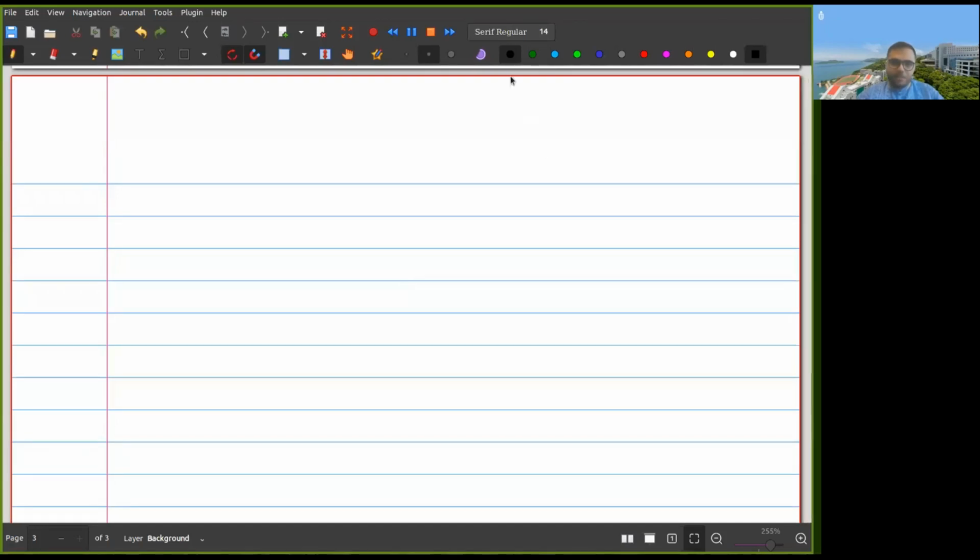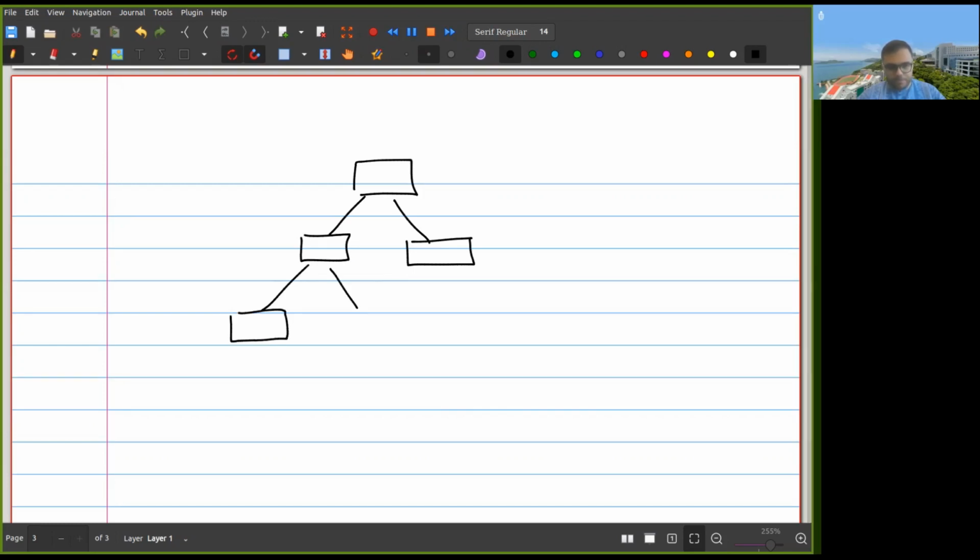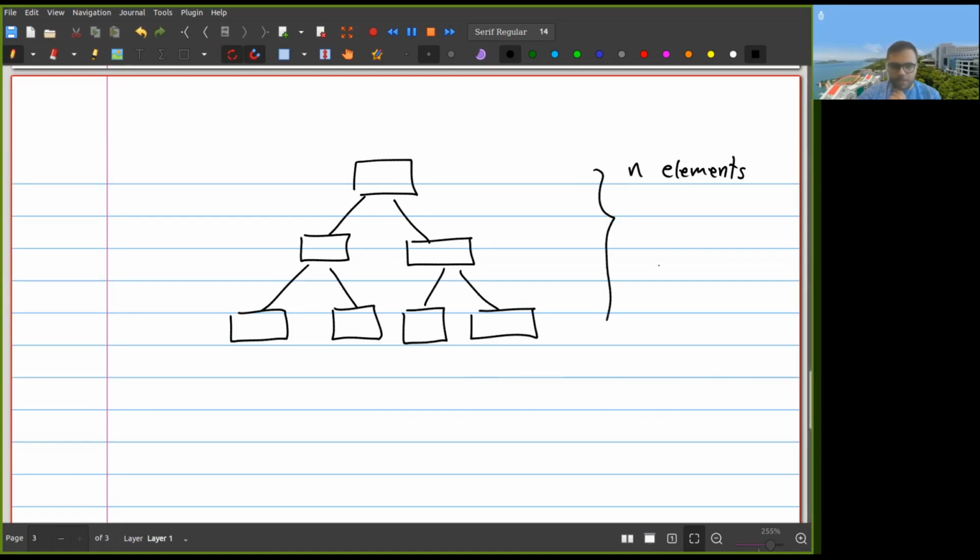So I can have a tree. Let's say I have a binary tree like this. Right? And a binary tree that has n elements in it has logarithmic height. So its height is going to be O(log n). So if I have n elements, my height is going to be O(log n). Okay.